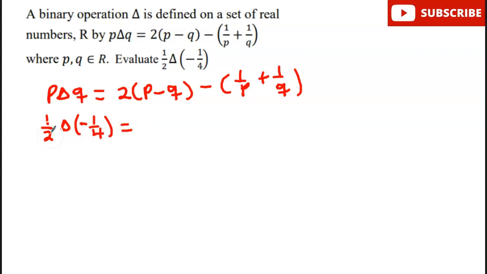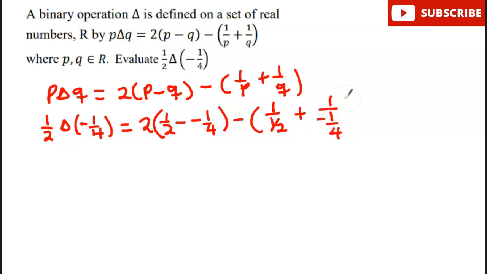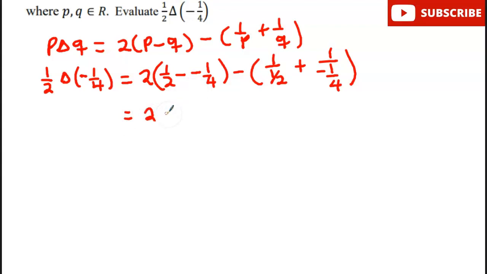As we did in the earlier question, we replace P by half and Q by minus 1 on 4. So 2 times bracket 1 on 2 minus minus 1 on 4, minus bracket open 1 over 1 on 2 plus 1 over minus 1 on 4. This is equal to 2 times 1 on 2, minus minus is plus, 1 on 4, minus.